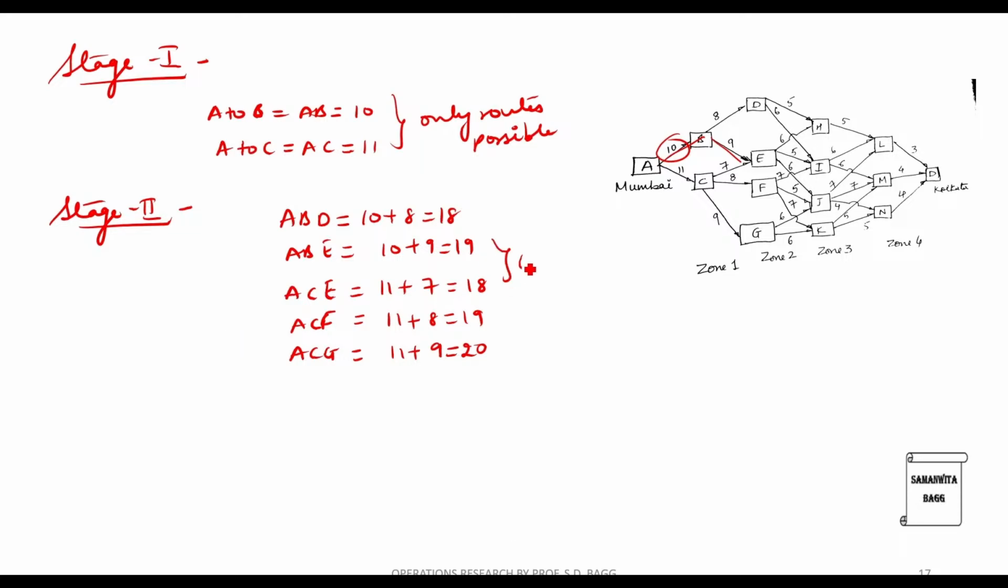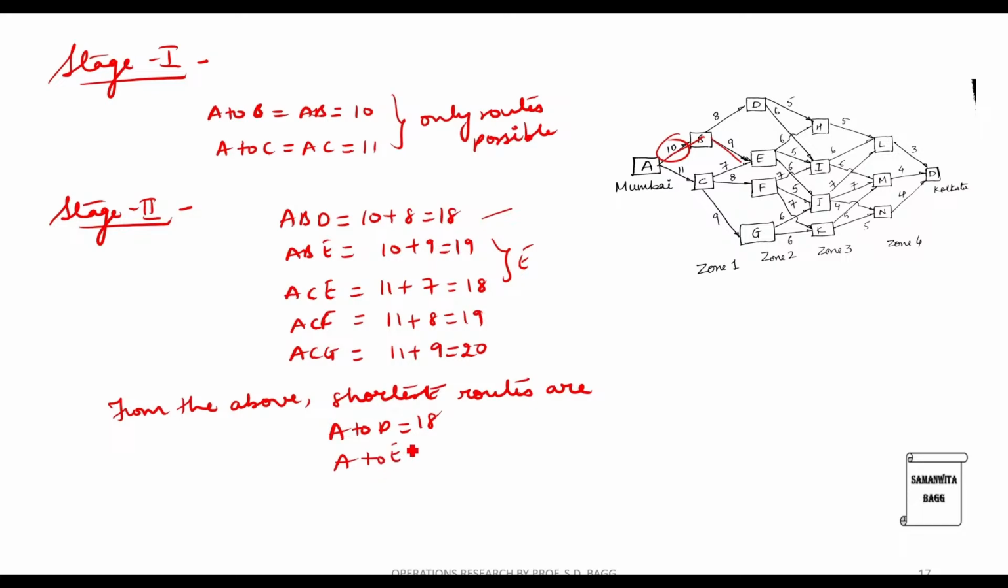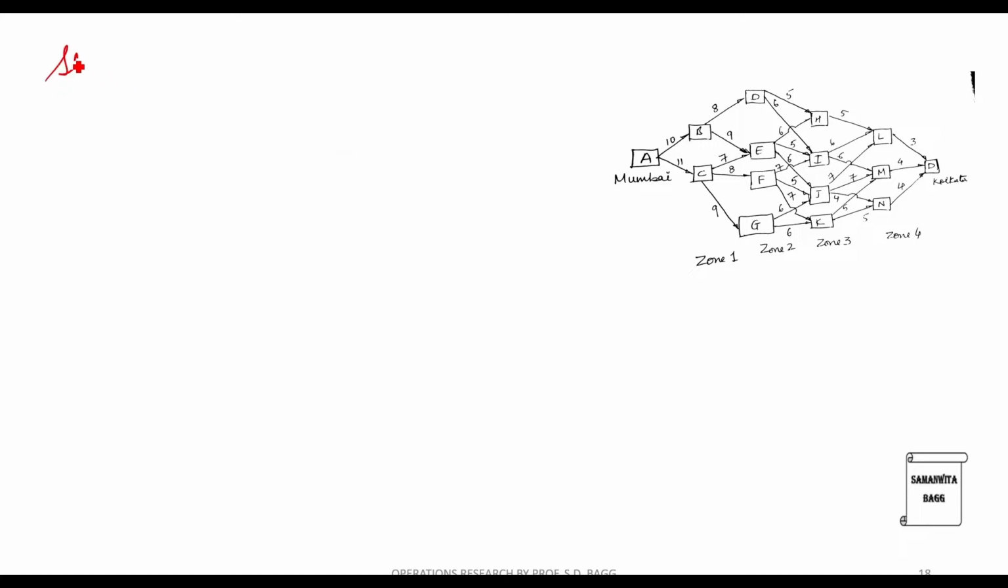Now I'll write down from the above. You can see that these two are for E. Shortest routes are: A to D is 18, A to E is also 18, A to F is 19 and A to G is 20. Then I'll go to stage 3.